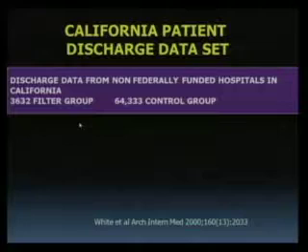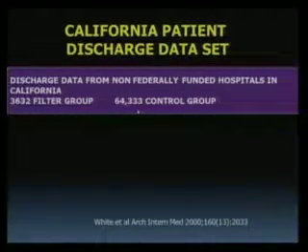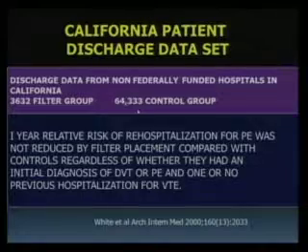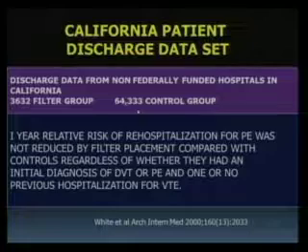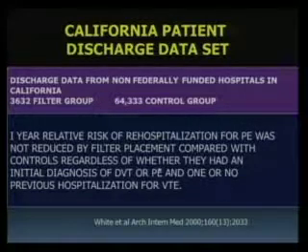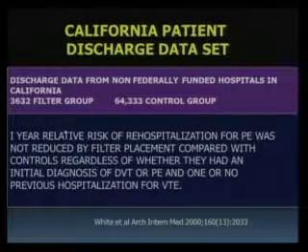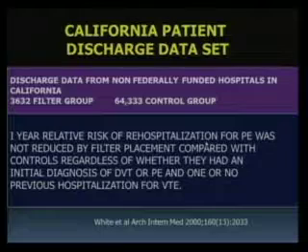They had included about 3,632 filter group and about 64,000 no filter group, control group. When you look at the results, 1 year relative risk of rehospitalization for PE was not reduced by filter placement compared to the control, regardless of whether they had an initial diagnosis of DVT or PE and 1 or no previous hospitalization for VTE. So 1 year, the relative risk of hospitalization for PE is not significantly different between the 2 groups.